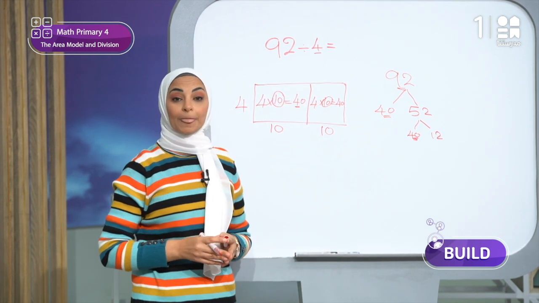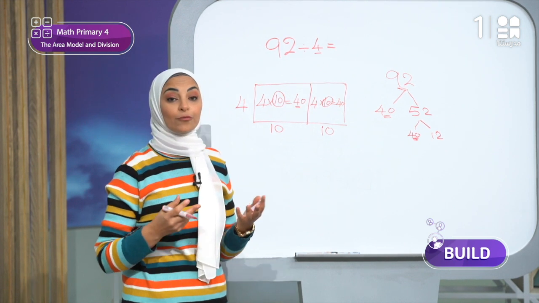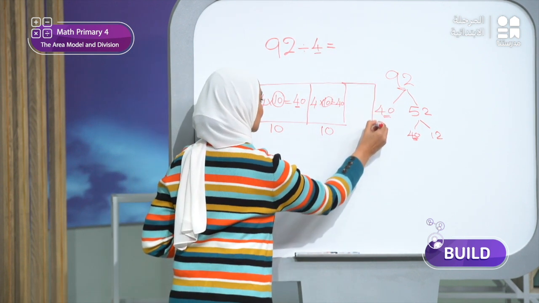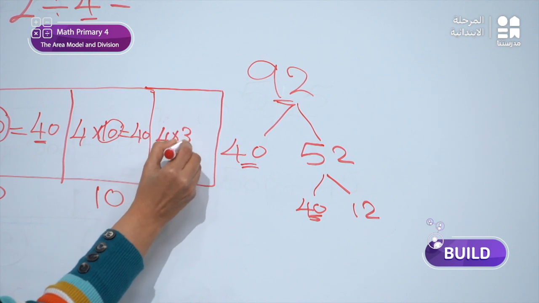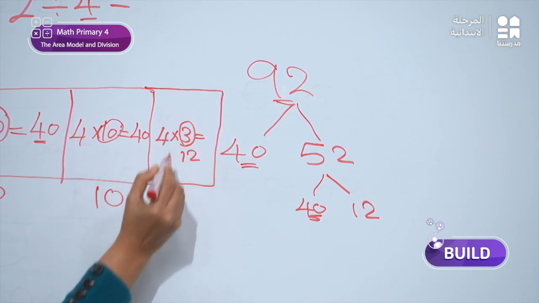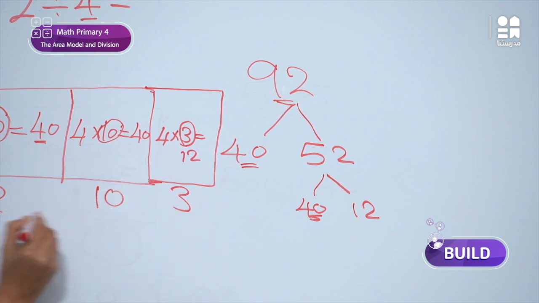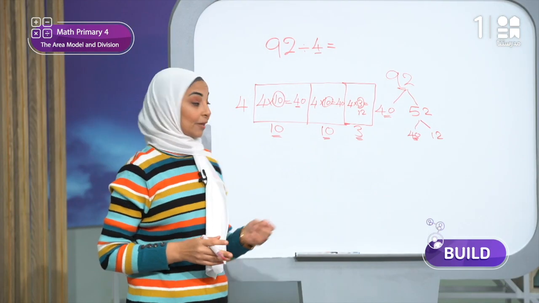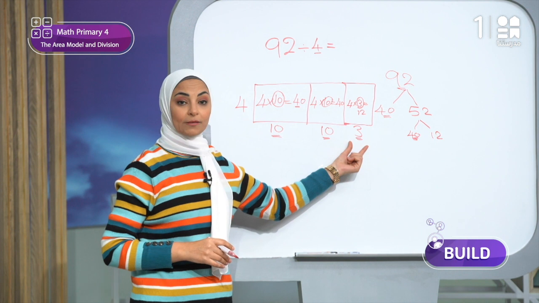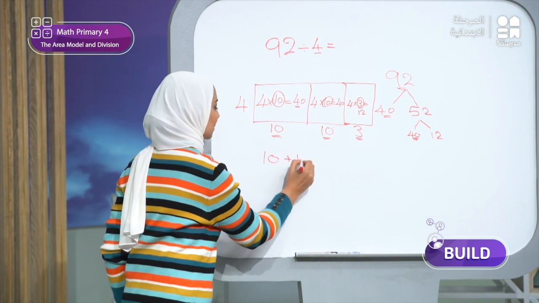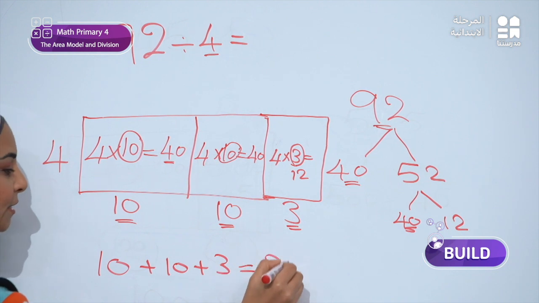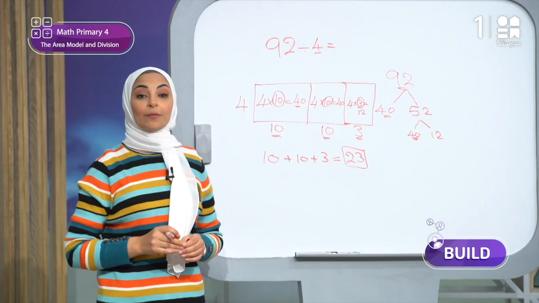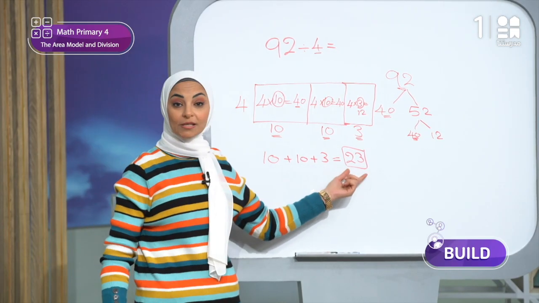So what should I do? Yes, I can divide 12 by 4 to get 3. Isn't 3 times 4 equal to 12? Let's do it in my area model. So I will do again 4 times 3 equals 12 and I will write 3 in this part. Here I have 10, another 10 and 3. Okay, so what is my answer? Yes, I will add all these parts to find the answer. So my answer is 10 plus 10 plus 3 equals 23 and this is my answer. That is the number of stickers each of Amir's friends will take. Each one will take 23 stickers.